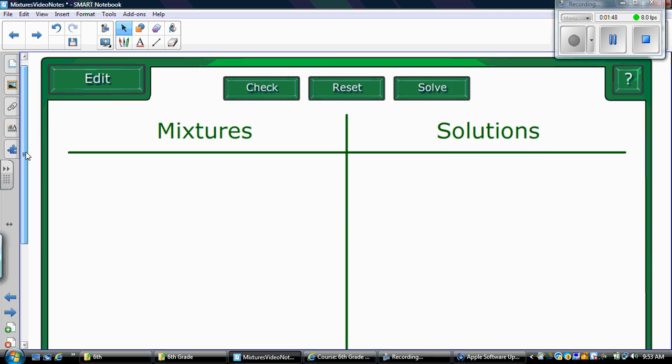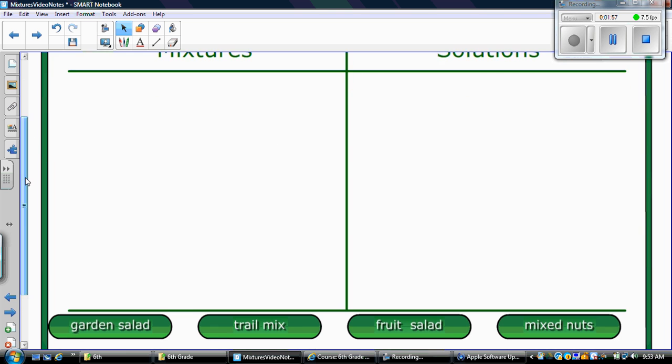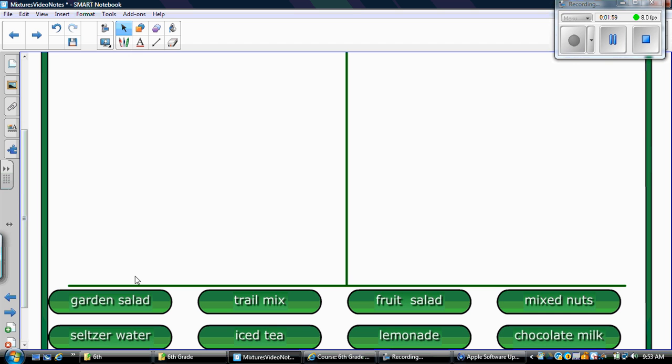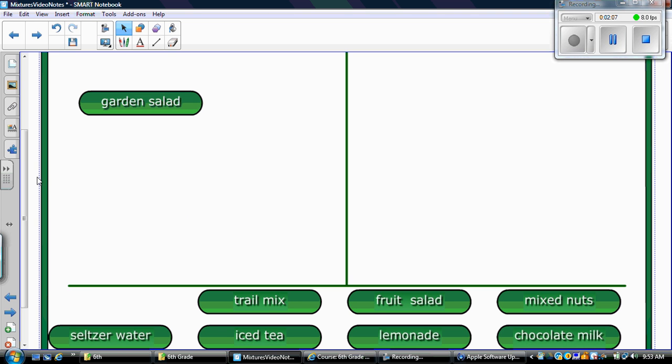Okay, so let's practice. We're going to do heterogeneous, which is going to be on this side, the mixtures, and then homogeneous, which is going to be our solutions. So we're going to put them in. Okay, so if you take a look at a green salad, ask yourself, can you see the parts of the green salad? I would say yes, you can. So I'm going to put it over here in the heterogeneous mixtures.